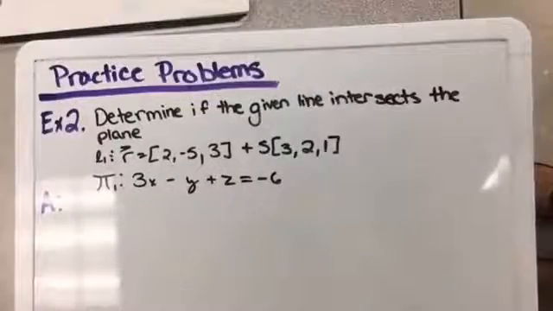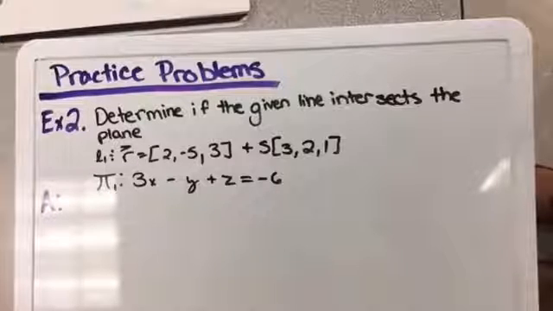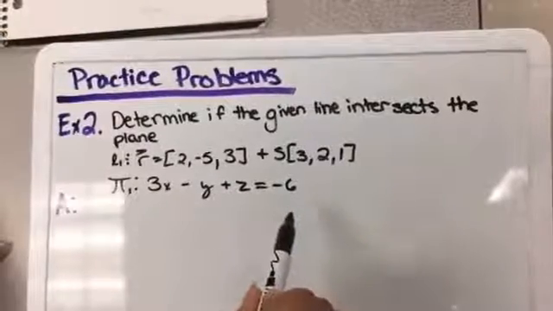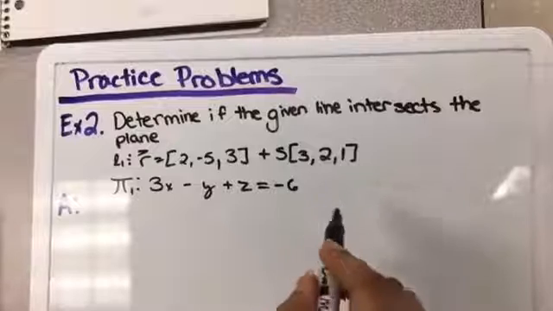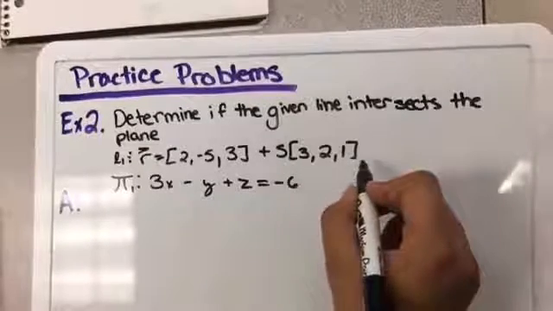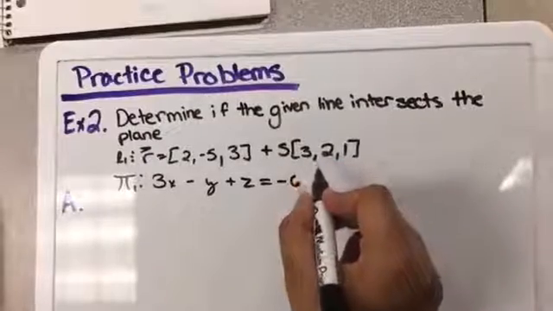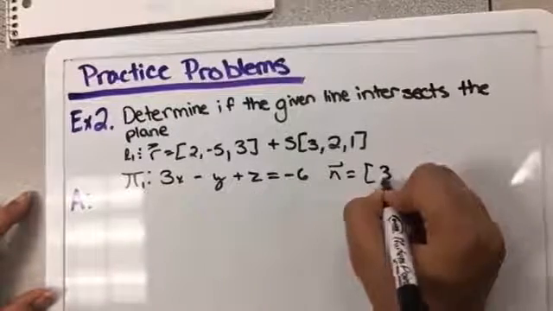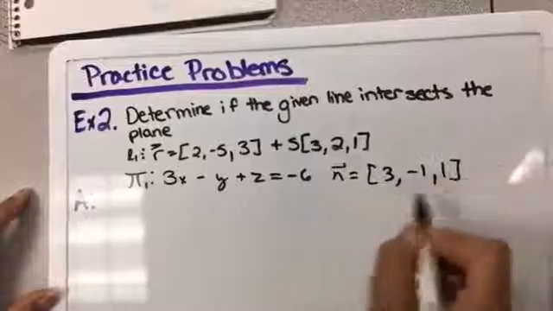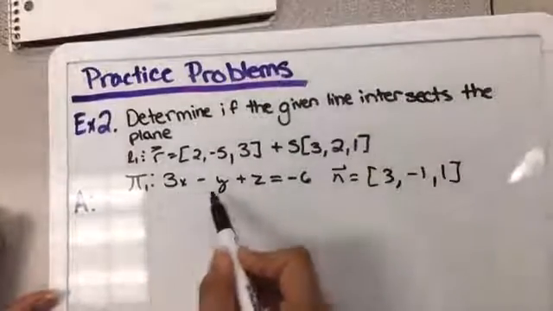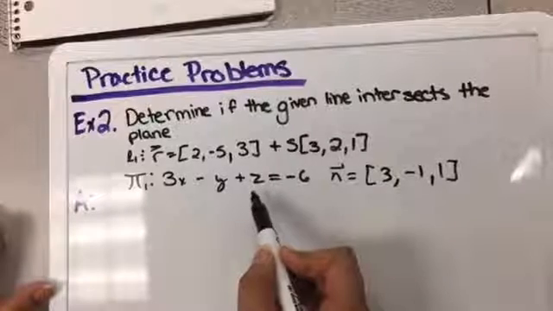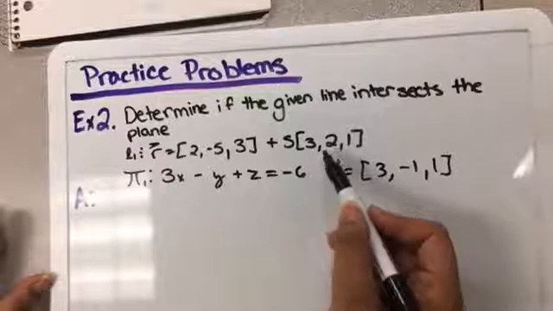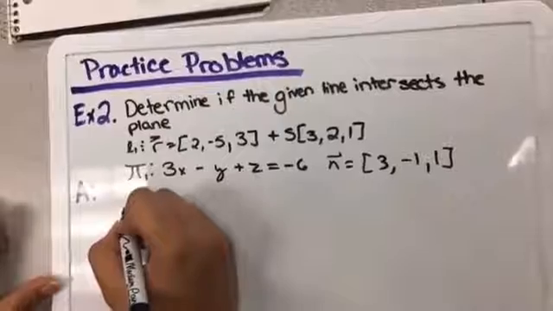In this practice problem, we have to determine if the given line intersects the plane, and we are going to do this without doing much calculations. So the equation of the line is given right here, and the equation of the plane is given right here. The direction vector of the line is 3, 2, and 1. So this is our direction vector portion. And the normal vector of the plane is n equals 3, negative 1, and 1. I got this from the x value of 3, the y value of negative 1, and the z value of 1. So now we're going to find the dot product of n and the direction vector of the line, to see if they are perpendicular. So let's do this.